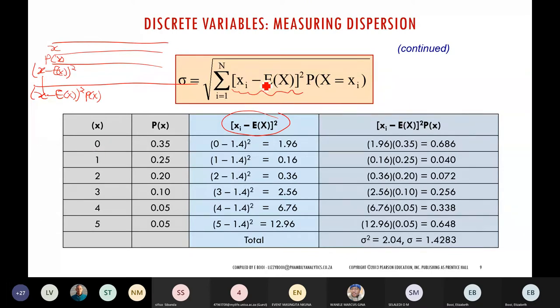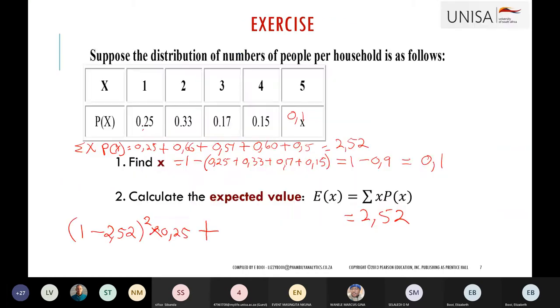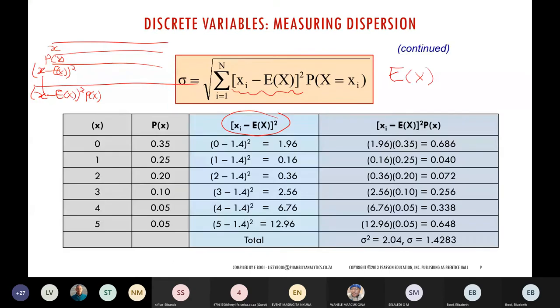Remember, we did calculate our expected value, and if we go back to the exercise, we find that our expected value was 1.40. So we're going to use that. Our expected value is equal to 1.40. So it's 0 minus the expected value, 1.40, squared, and I will find the answer. Go to the next one.